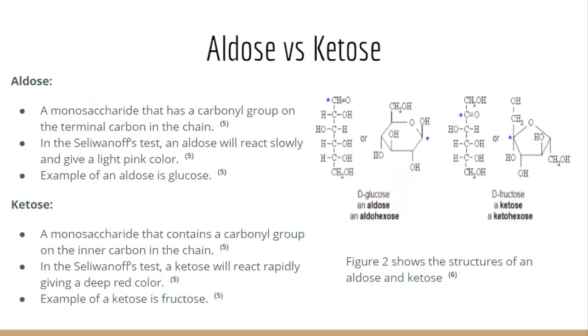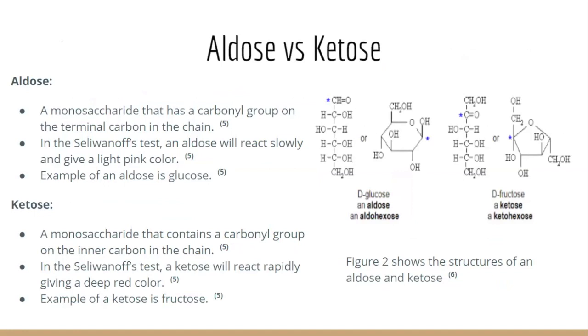An aldose is a monosaccharide that has a carbonyl group on the terminal carbon in the chain. And the test for the aldose is called a Seliwanoff test. And the aldose will produce a light pink color in the reaction for the positive test. And an example of an aldose is glucose.